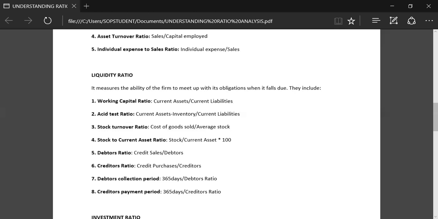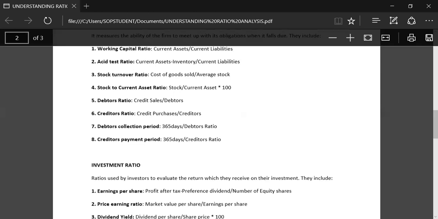However, the difference is the inventory is taken out from the current asset to determine the liquid asset, to determine the ability of liquid asset to meet the company's obligation. Then we have the stock turnover ratio. We have the stock to current assets ratio. We have the debtor ratio. We have the creditor ratio.